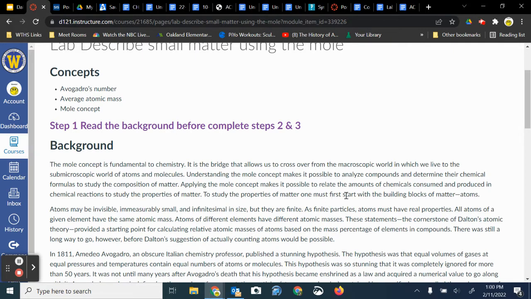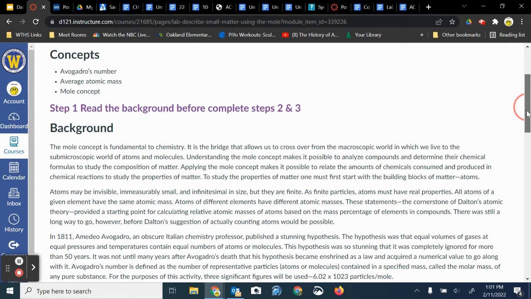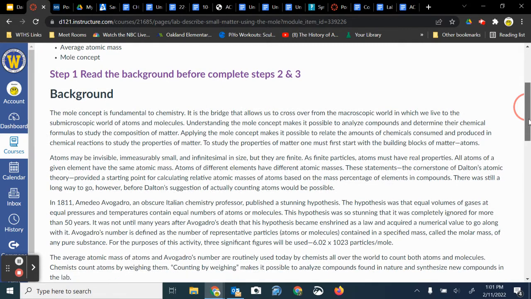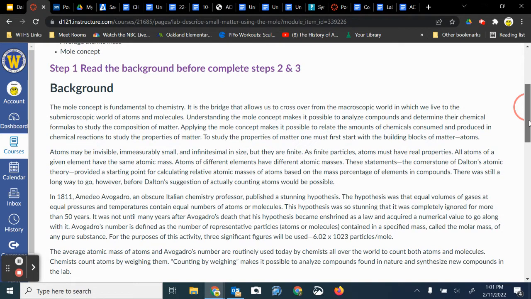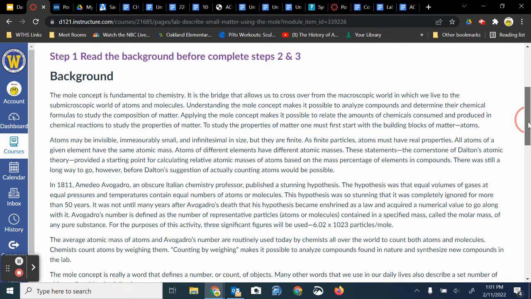All right, so the mole concept is fundamental to chemistry. It is the bridge that allows us to cross from the macroscopic world in which we live to the submicroscopic world of atoms and molecules. Understanding the mole concept makes it possible to analyze compounds and to determine their chemical formulas to study the composition of matter. Applying the mole concept makes it possible to relate the amounts of chemicals consumed and produced in chemical reactions to study the properties of matter. To study the properties of matter, one must first start with the building blocks of matter, atoms.